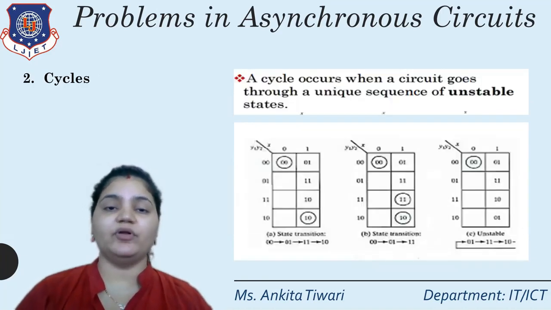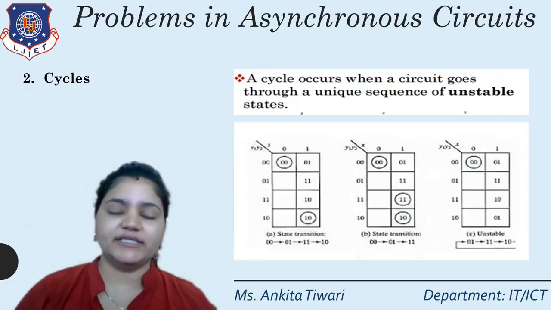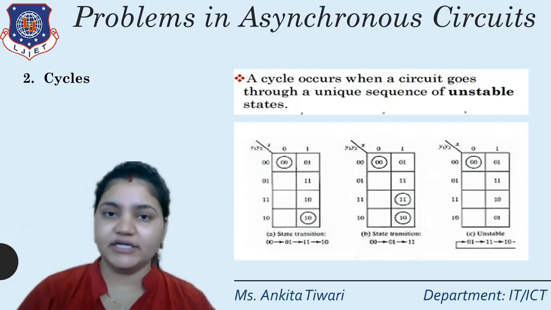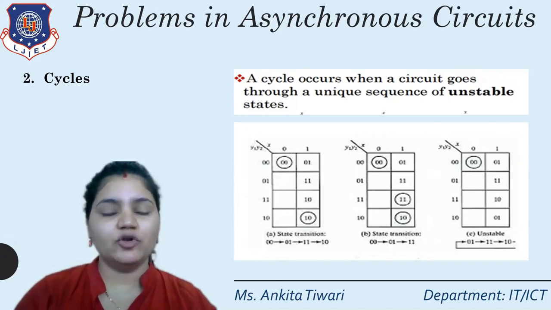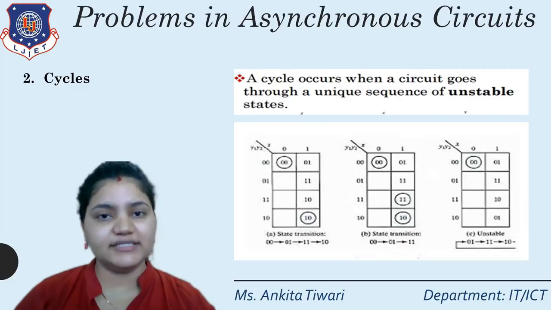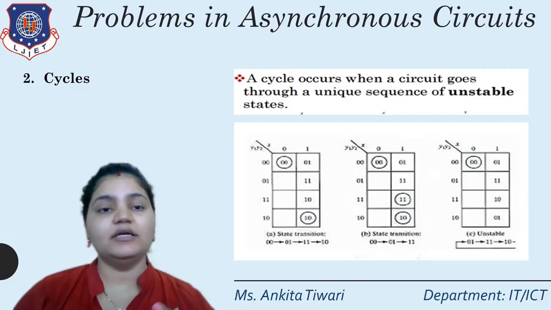The next type of problem is the cycle. This is when a circuit goes through a sequence of unstable states. When we talk about stable states, we know the sequence, 0 to 1, 1 to 0. But when we do not know it, it is in the form of unstable states. So that is known as a cycle.